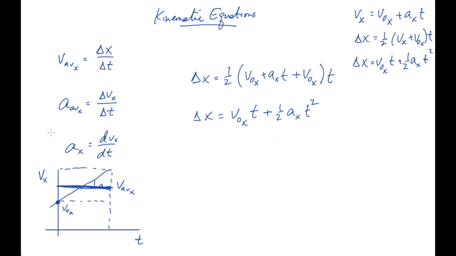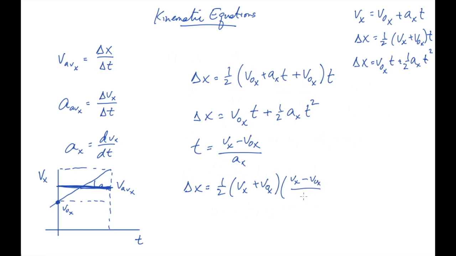I'm going to do the same thing I did a minute ago. I'm going to take this first equation, solve it for the variable that I want to get rid of, and substitute it into the second one. Now this time, I want to eliminate the time t. So if I take the first equation and solve it for t, I get Vx minus V naught x over Ax, and I'm going to substitute that into the second equation for the time. And what I get is delta x equals 1/2 Vx plus V naught x times t that I just got. That's Vx minus V naught x over Ax.